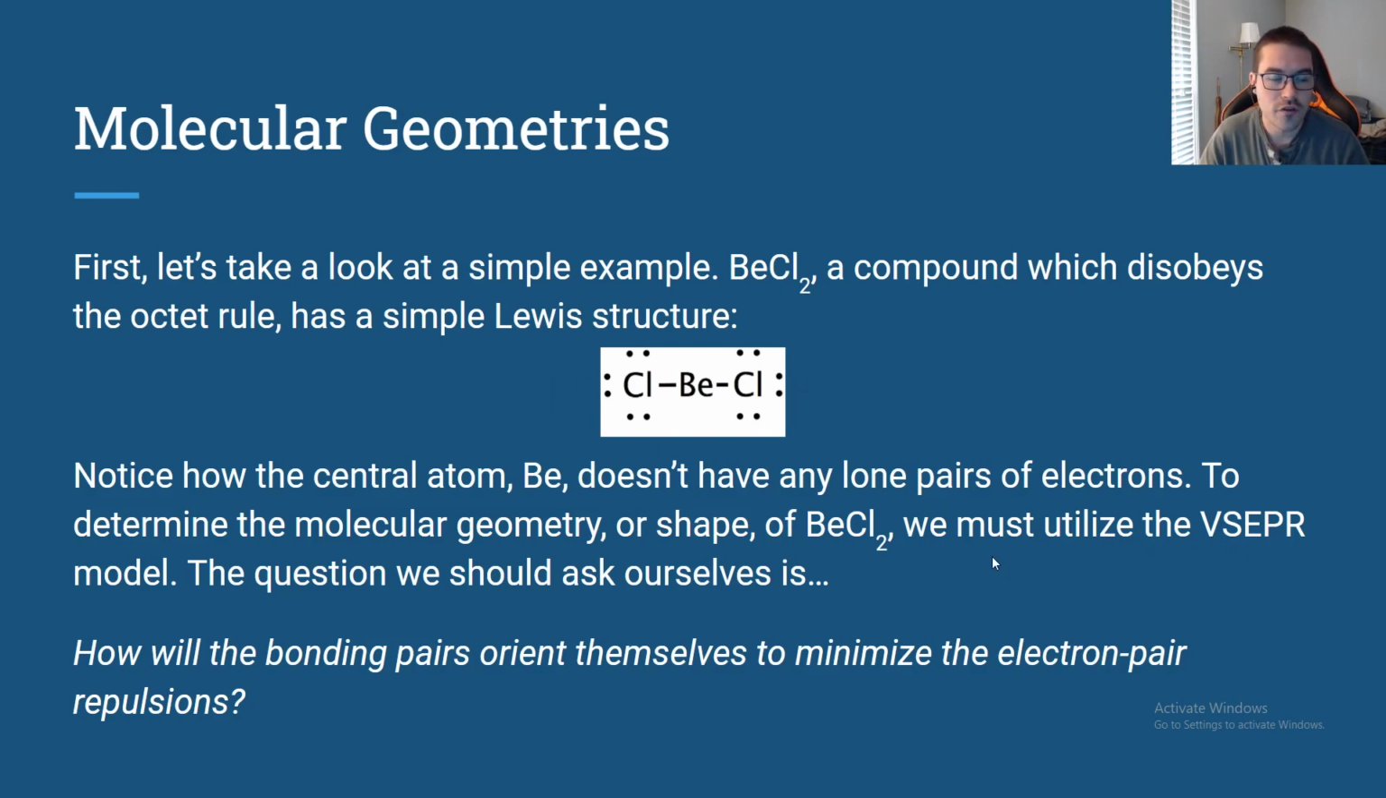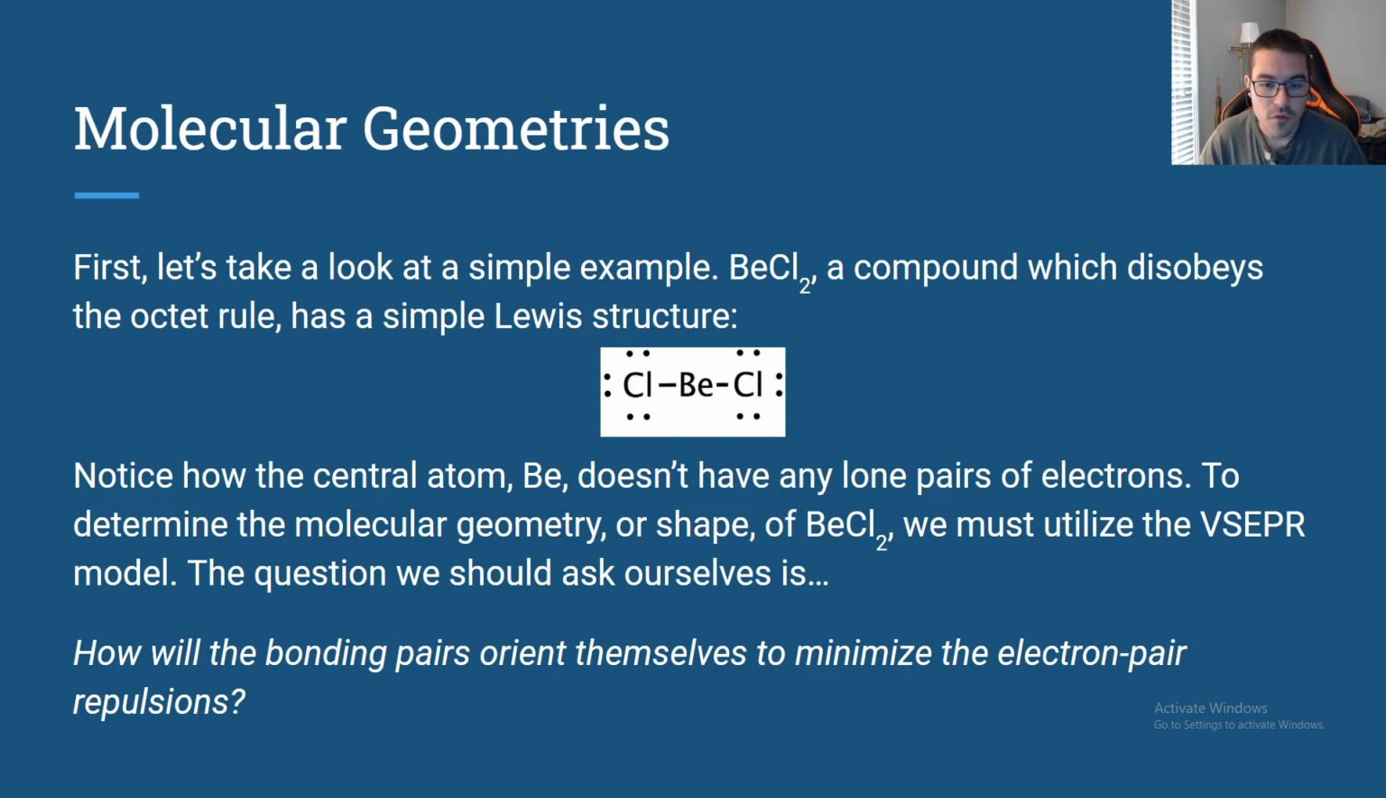Okay, and this is the question that we should be asking ourselves every time we're trying to determine the geometry of something. How will the bonding pairs orient themselves in order to minimize the electron pair repulsions? Okay, so basically what that means is this bonding pair here is 2 shared electrons, right? This bonding pair here is 2 shared electrons. All the electrons are negatively charged. Okay, therefore, this bonding pair and this bonding pair will repel away from each other.